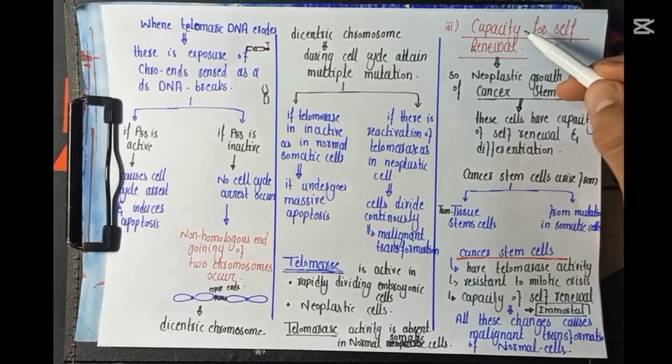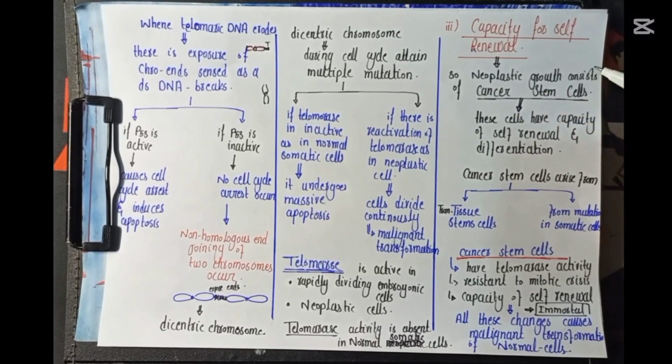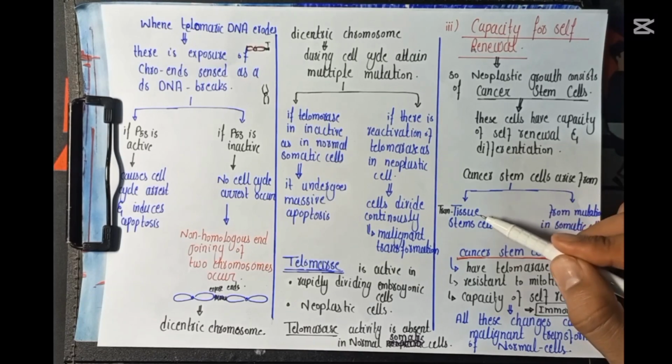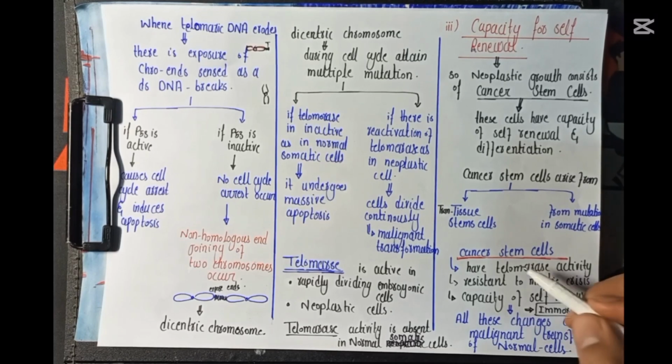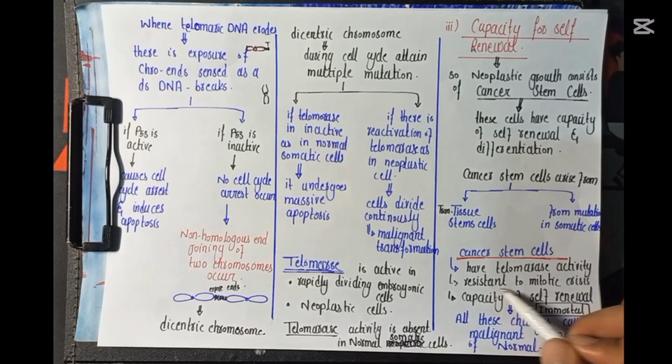The third mechanism involved in the limitless replicative potential is the capacity for cell renewal. The neoplastic growth consists of cancerous stem cells, and these cancerous stem cells have the capacity of cell renewal and differentiation. These cancerous stem cells arise from the malignant transformation of the tissue stem cell, and also from mutation in the somatic cell. The cancer stem cell has telomerase activity, which causes rapid cell division. Similarly, they are also resistant to the mitotic crisis, and they have the capacity of cell renewal to maintain their own germline. All of these properties make the cell immortal, and these changes cause malignant transformation of the normal cell to the cancerous cell.